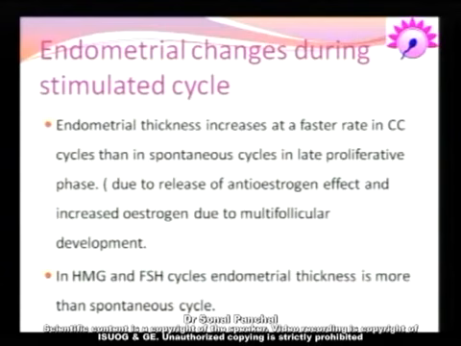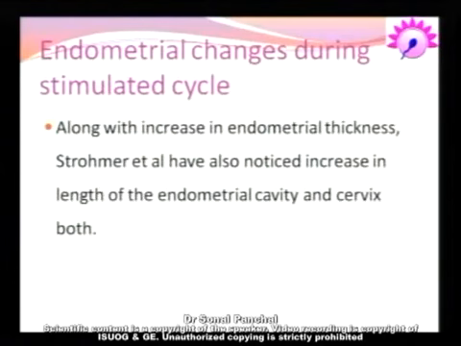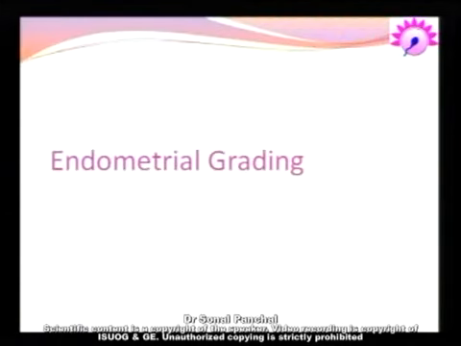In HMG and FSH cycles, the endometrial thickness is more than in the spontaneous cycle. This is very interesting that when we go to the Dopplers, we'll see that though the thickness is more, the vascularity is not as much in the stimulated cycles as in the natural cycles. Along with the increase in the endometrial thickness, there is also slight increase in the length of the endometrial cavity at this stage, and this has been shown only in one study.